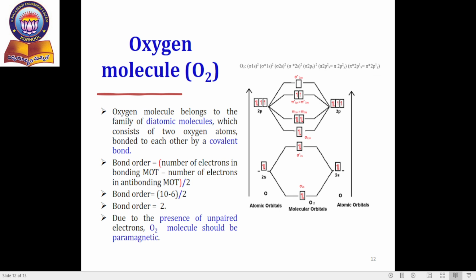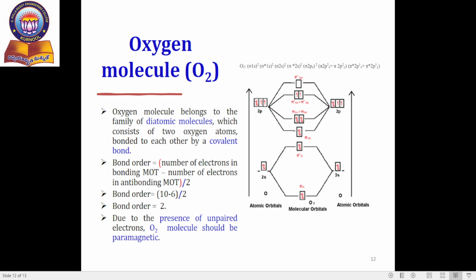The oxygen molecule belongs to the family of diatomic molecules, which consist of two oxygen atoms bonded to each other by a covalent bond. Bond order is the number of electrons in bonding molecular orbitals minus the number of electrons in anti-bonding molecular orbitals, divided by 2.